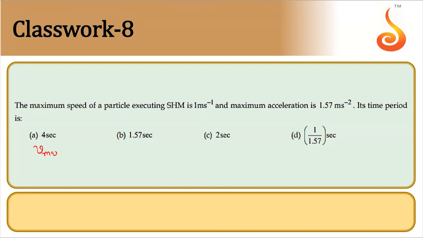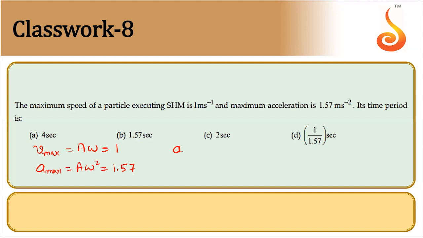Maximum speed is A omega, that is given 1 meter per second. Maximum acceleration is A omega square, that is given 1.57. We need to find its time period.